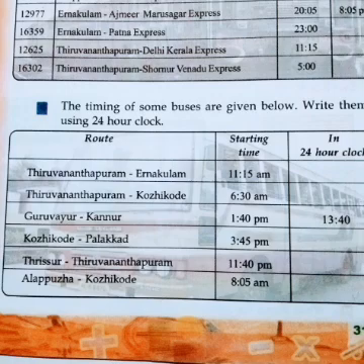Okay, now let us do the next activity. The timing of some buses are given below. Write them using 24-hour clock. Here the time in AM or PM is given. We want to convert it into 24-hour clock system. First one, Thiruvananthapuram Ernakulam 11:15 AM. We also know that the times in AM are equal to 24-hour clock system. So in 24-hour clock system 11:15 AM is equal to 11:15.